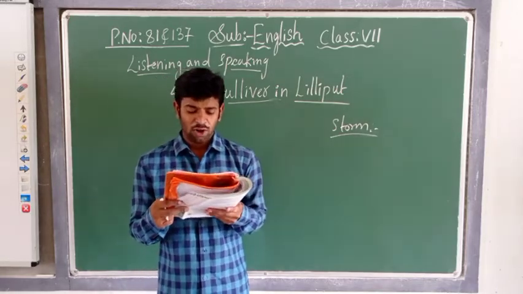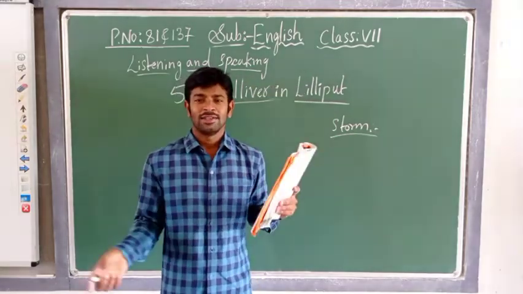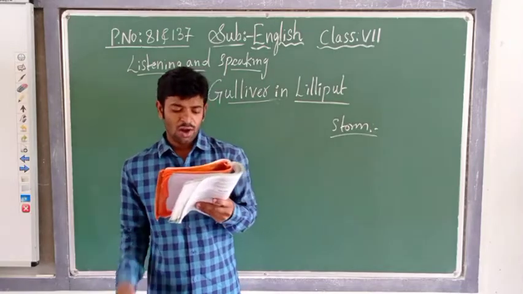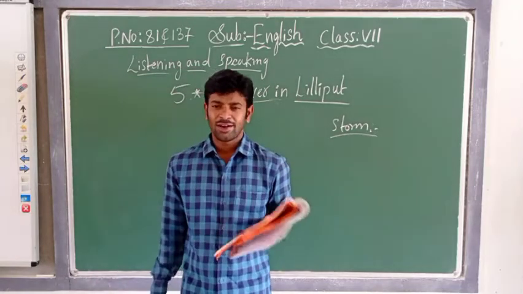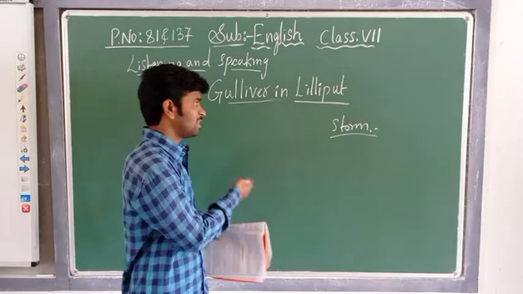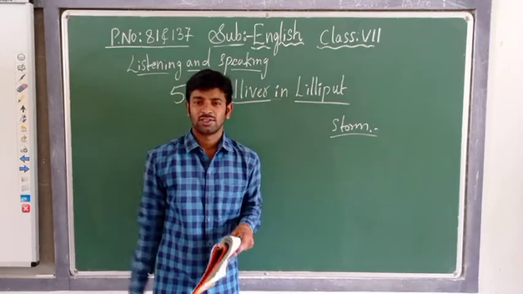He was held down by some ropes, tied with the ropes. His long hair was also pinned to the ground. Gulliver is the person, children. He is a very big person compared to the Lilliputian.